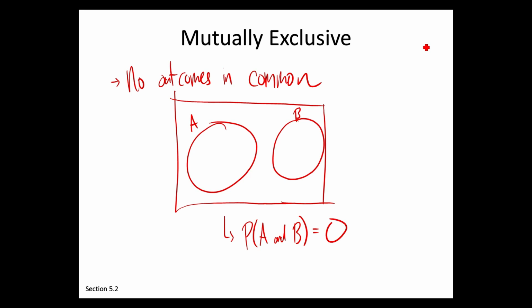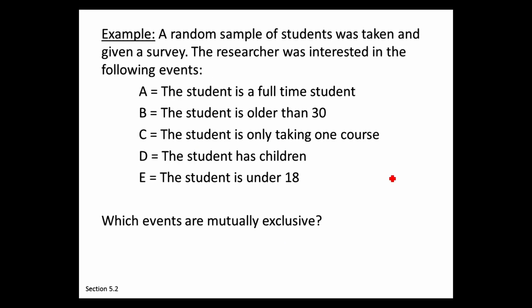All right, so let's look at an example here. This was a sample that was taken of students in a survey. The researcher was interested in the following events. A was that the student was a full-time student. B, the student is older than 30. C, the student is only taking one course. D, the student has children. E, the student is under 18. Which of these events would necessarily have to be mutually exclusive?